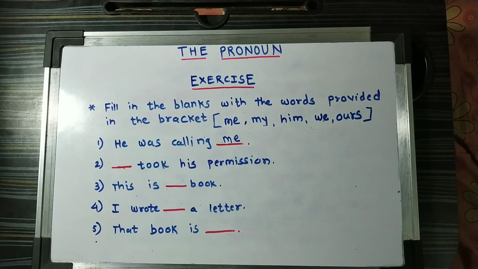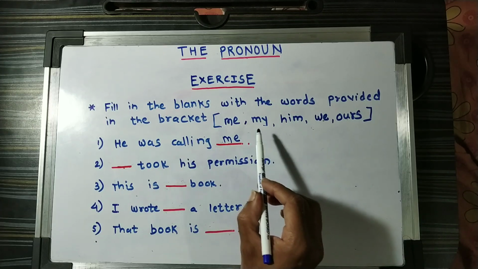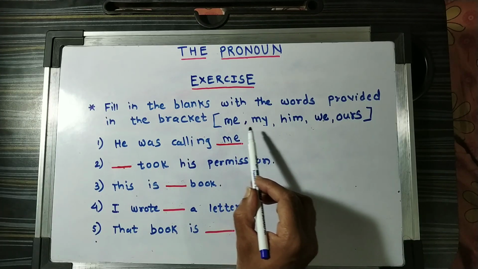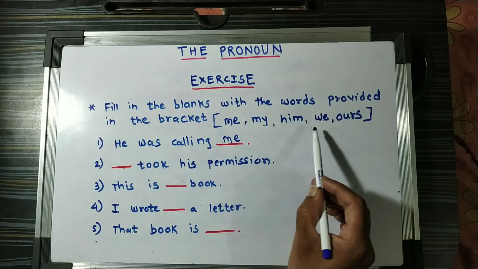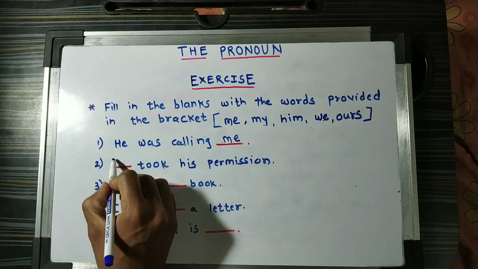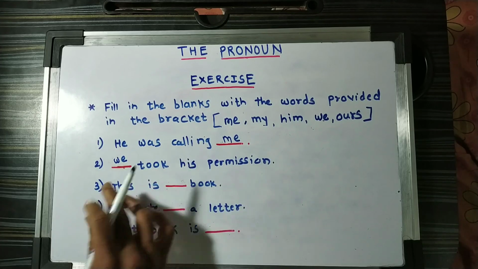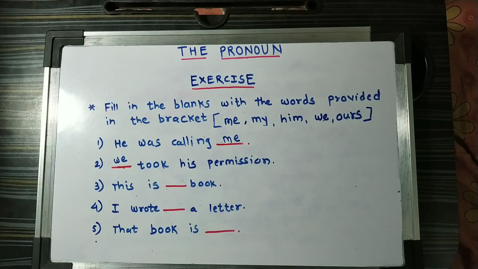So let's go for the next one. Dash took his permission. Me took his permission? No. My took his permission? No. Him took his permission? No. We took his permission? Yes. This word is getting fit over here. So we will put we in the blank and the meaning is getting clear. We took his permission.